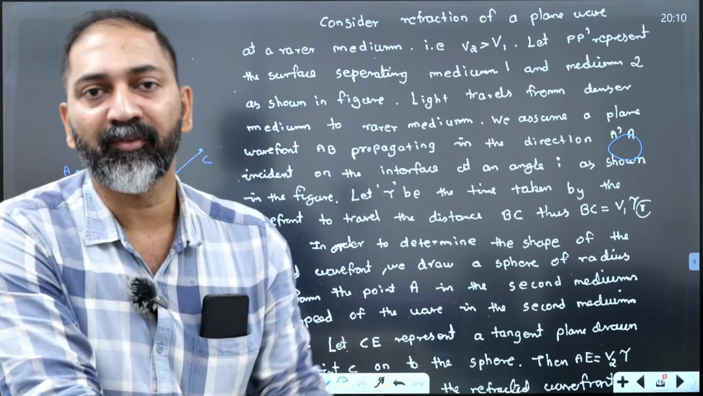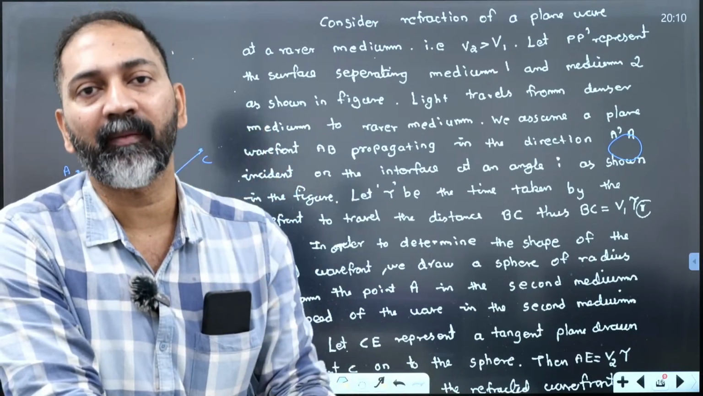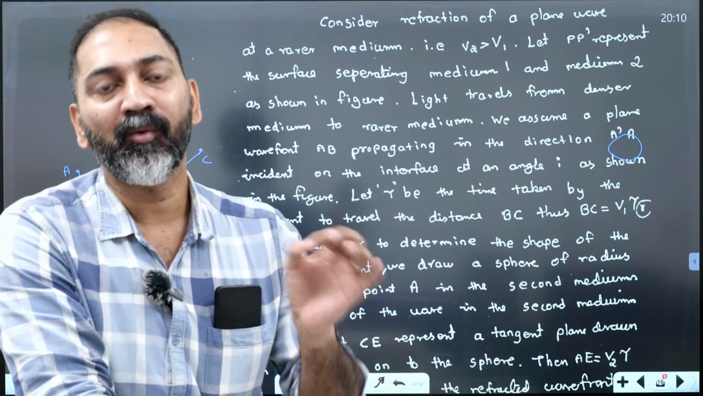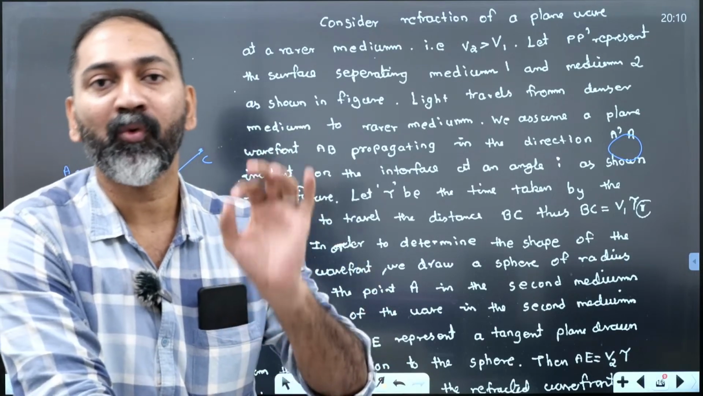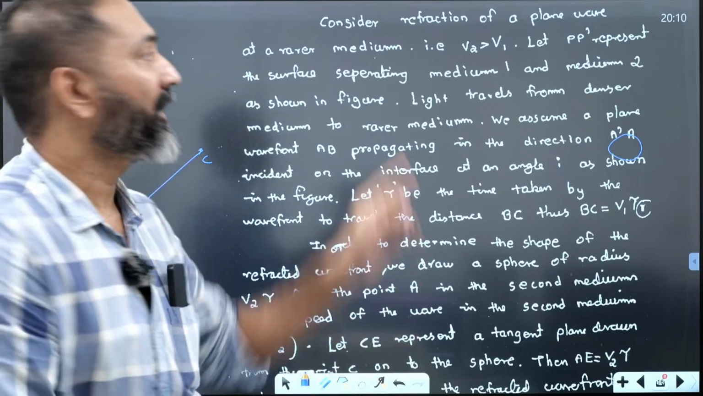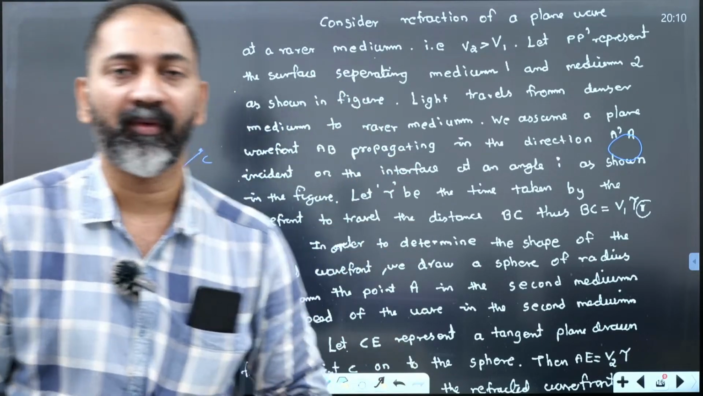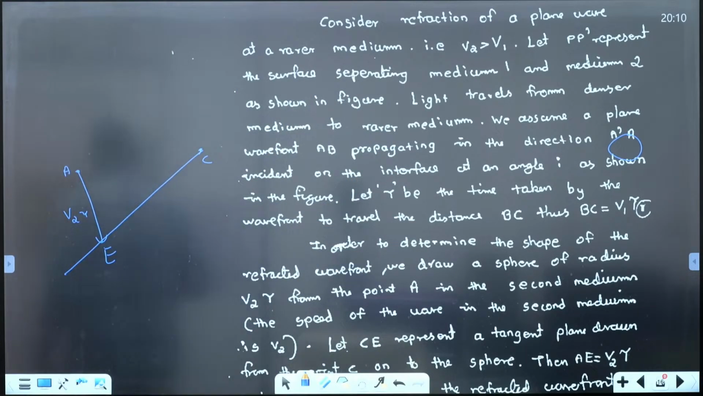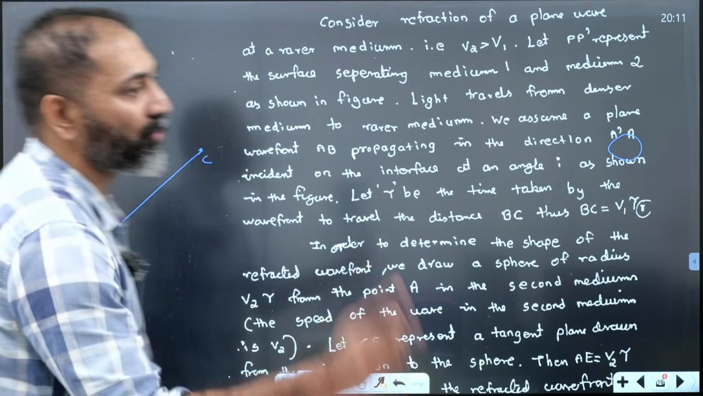Then there is no confusion. But in some CBSE question papers, they will clearly say that using Huygens principle, prove the law of refraction at a rarer medium. Then only this case you should draw. When it is a general question, we can simply draw either denser to rarer or rarer to denser. But when they say specifically refraction at a rarer medium, then you have to draw the case of denser to rarer.